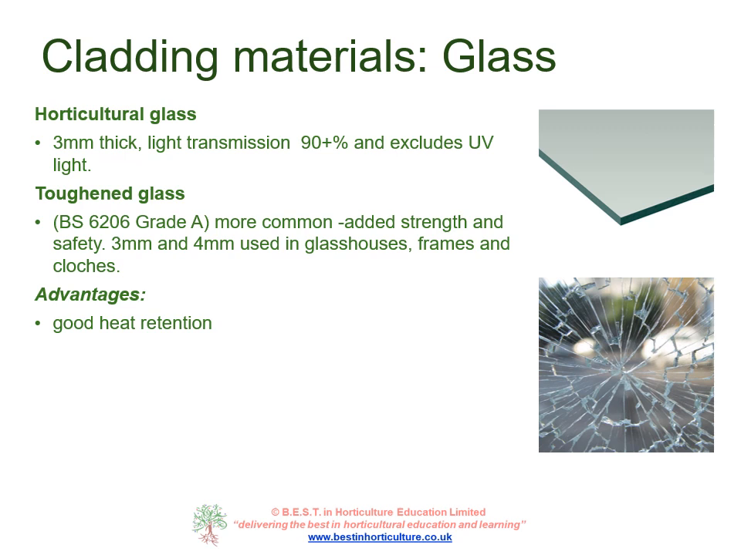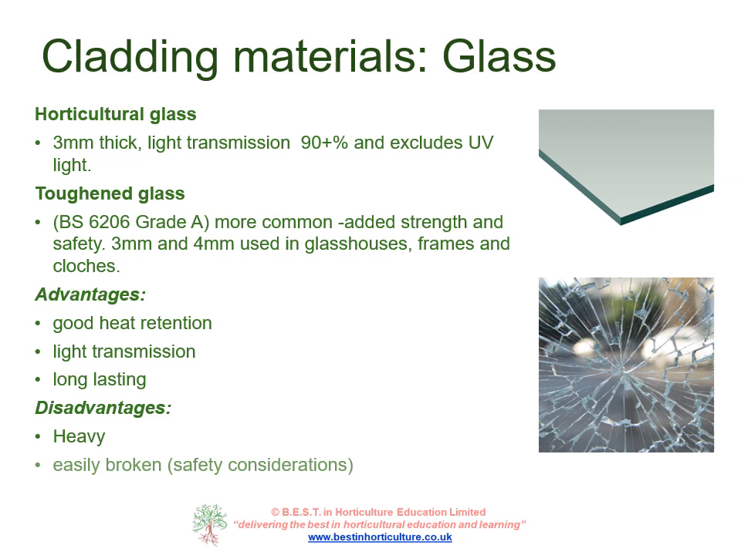Advantages include good heat retention, excellent light transmission, and very long lasting, particularly if toughened glass is used. Disadvantages include the fact that it's heavy, so glazed structures will require stronger glazing bars and internal structures. It can be easily broken, particularly if we go for standard horticultural glass, and relatively small panes, although modern toughened glass can be much larger.